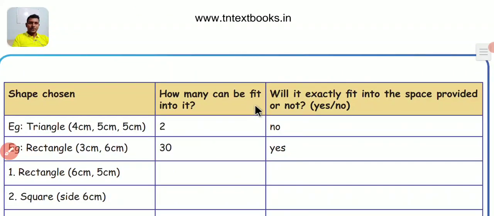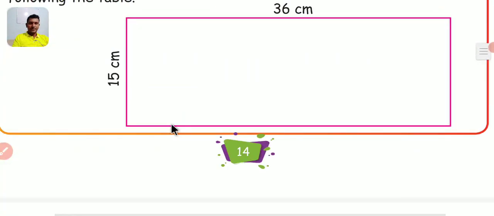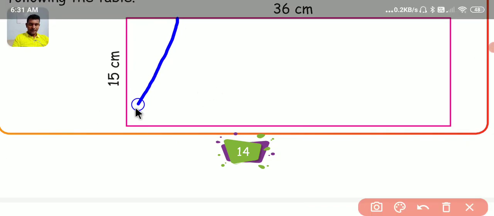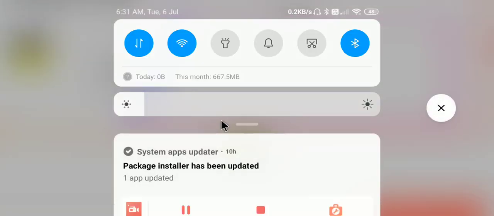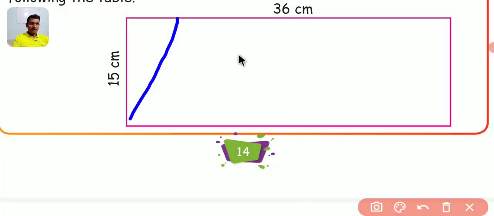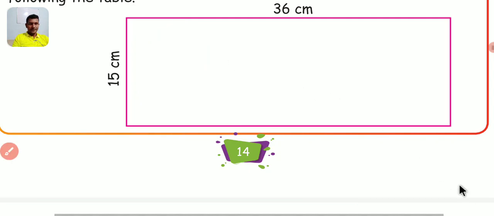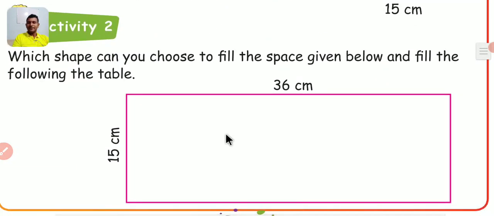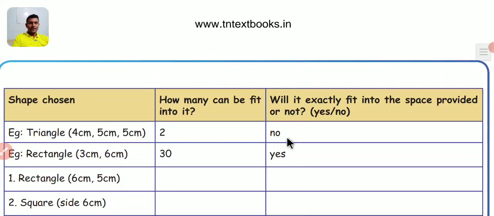Okay, how many can be fit into? There are 2 triangles fit into it. Exactly fit? No, it does not fit exactly, because if you fix any triangle like this, we will find gaps. So we can't fix it exactly. Unlike just now when I fixed the rectangle here exactly, in this way we can't fix it, because we will find some gaps. That's why they are putting no here.